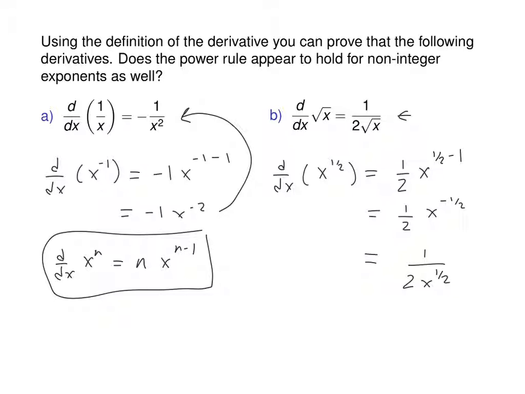So that power rule works for x to any power. Any sort of rational or actually even irrational power. Like you could technically take the derivative of x to the pi. That'd be pi x to the pi minus 1. I mean, you know, specifically, but that's what it would be.